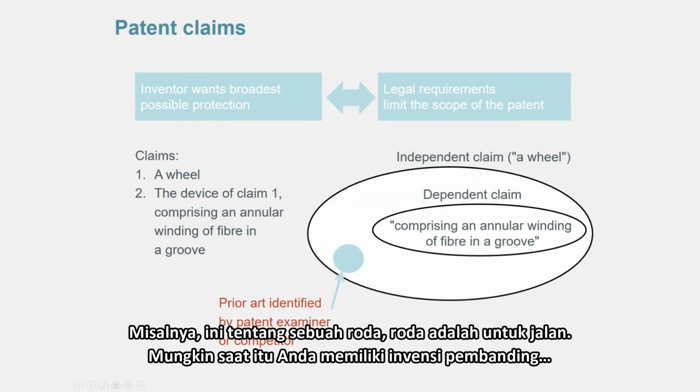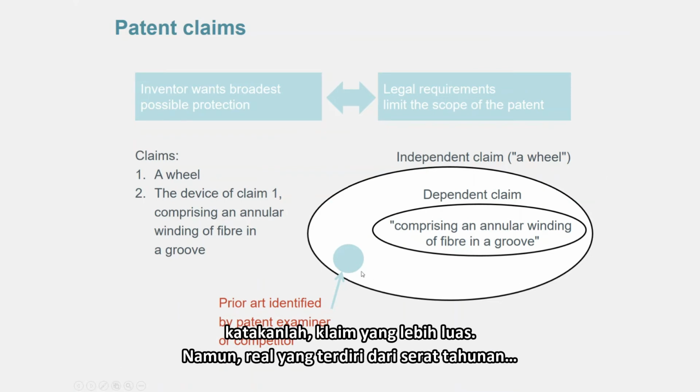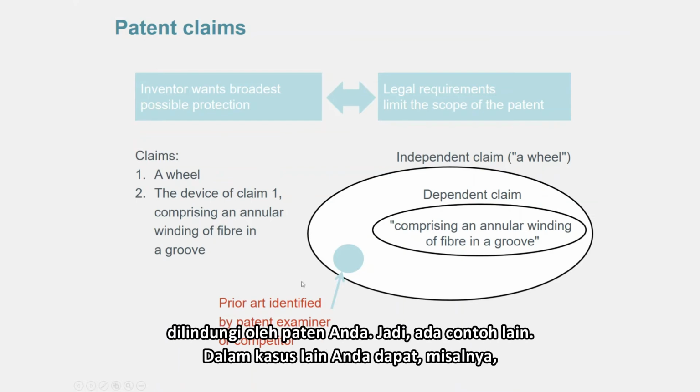For example, here it is about a wheel. The wheel may be too broad, and maybe then you have the state of the art, the prior art about the wheel. So in fact, you maybe lost the whole, let's say, broader claim. However, a wheel comprising an annular winding of a fiber in a groove is much more specific, so that at least this specific application is protected by your patent.